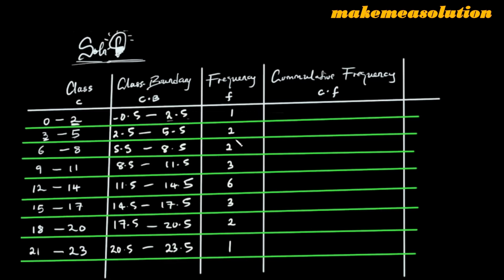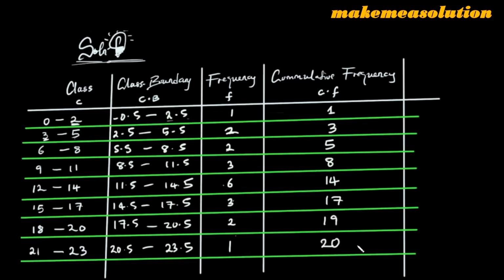Now, the next is cumulative frequency. To get cumulative frequency, you start with 1, and 1 plus 2 is 3, 3 plus 2 is 5, then 5 plus 3 is 8, 8 plus 6 is 14, 14 plus 3 is 17, 17 plus 2 is 19, and 19 plus 1 is 20.